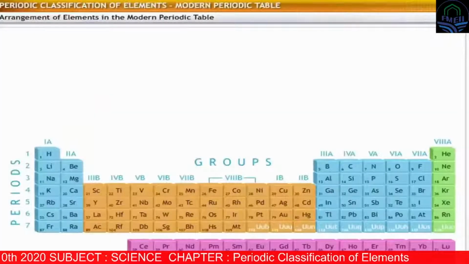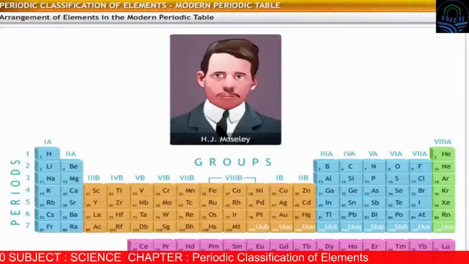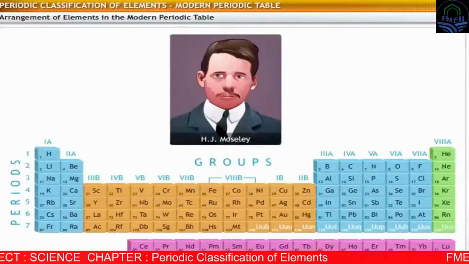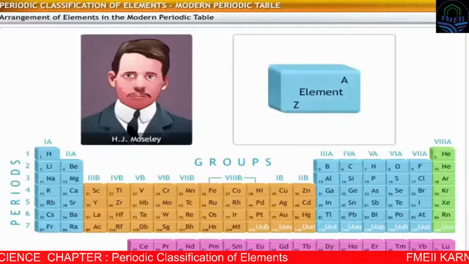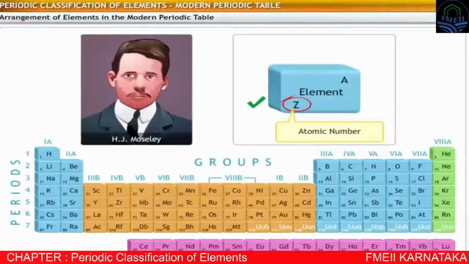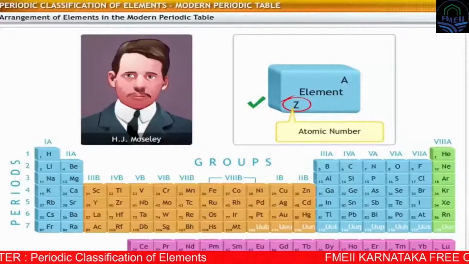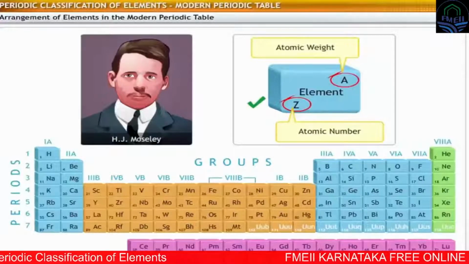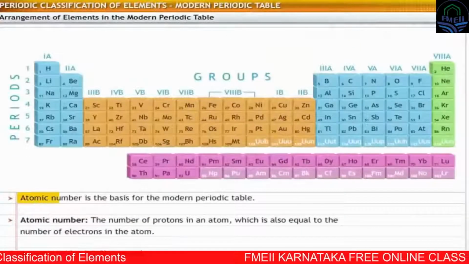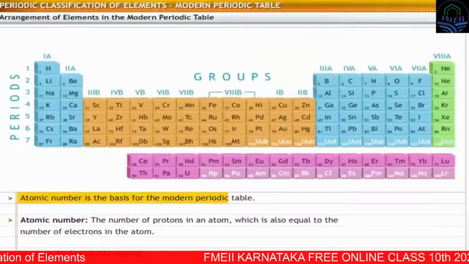The modern periodic law was developed by Moseley, an English physicist. This law states that the atomic number is a better basis for classification of elements than atomic weight. This law formed the basis for the modern periodic table.